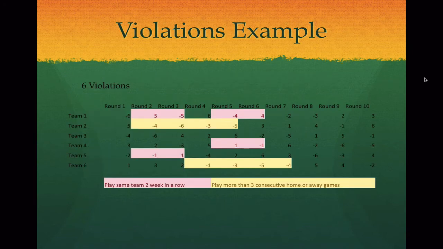Here's an example of some of the violations that could be created. In this example, you have some teams playing each other in consecutive weeks, and you also have 2 teams here that have 4 consecutive road games.